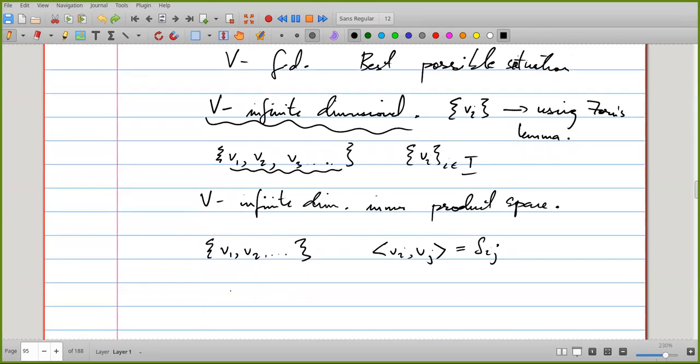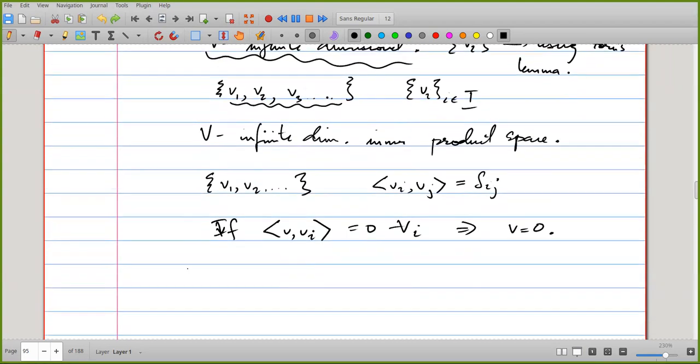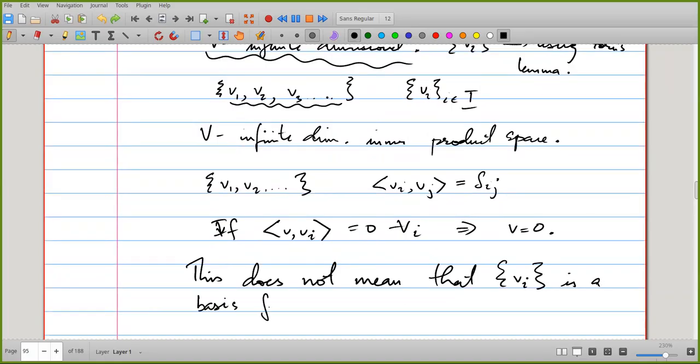And for every vector v, if (v, v_i) is equal to 0 for all i, this implies v is equal to 0. But this does not mean that the v_i's are a basis for V.